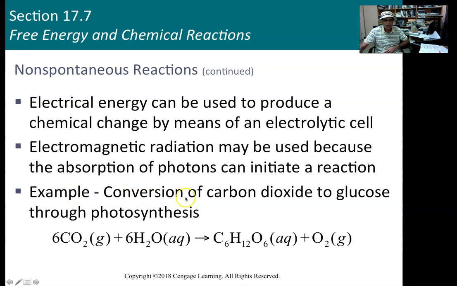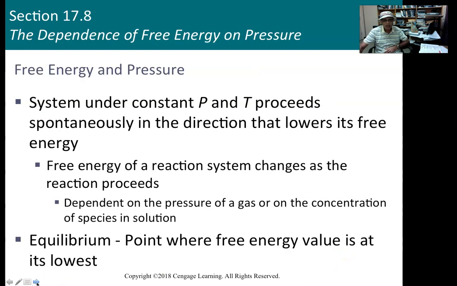This is what I've just mentioned with the electrolytic cell, and there are some other examples given here. So this is another example. The conversion of carbon dioxide to glucose through photosynthesis is given by this reaction here. This is what you see happen in green plants, and that requires energy, and the energy really is from the sun.